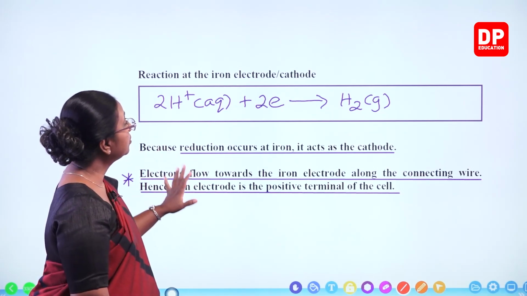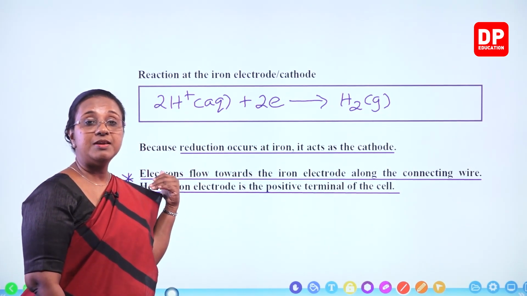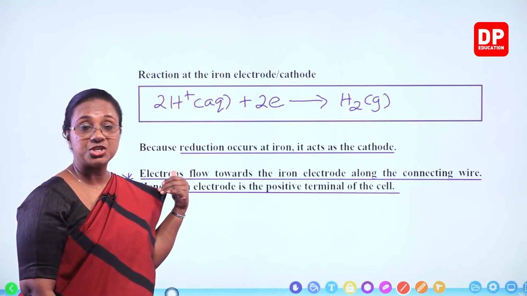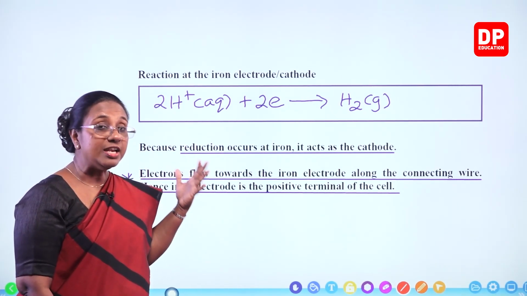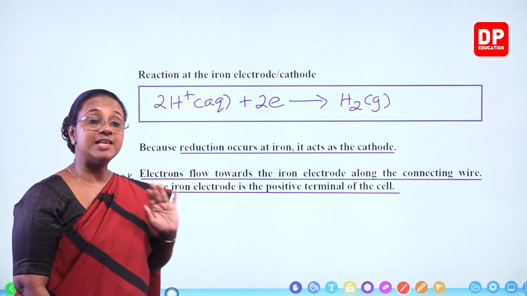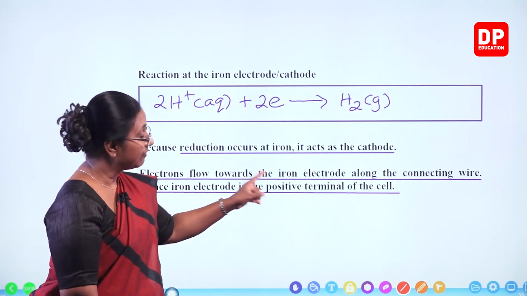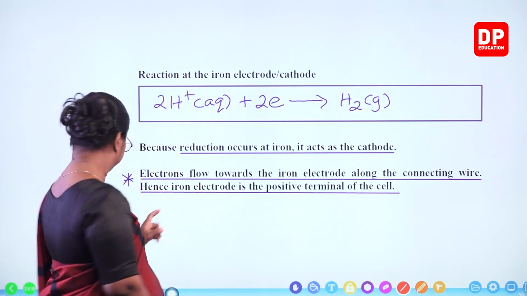So these are the two reactions. This is the reduction half reaction and the previous one is the oxidation half reaction. And when you add them together, what do we get? We get the complete cell reaction or the overall cell reaction. I will write that in the next slide.